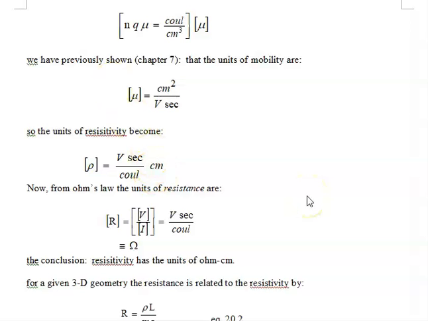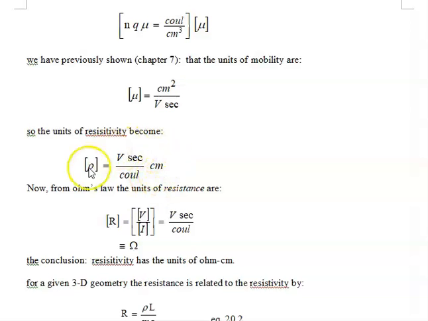Well, now let's see if that makes sense with regard to Ohm's law. We know the units of resistance for Ohm's law are just ohms, and 1 ohm is a volt per amp, or in our case, milliamps. Okay, the units of volts are, well, volts. What else? The units of amps are coulombs per second. So the units of resistance are volt seconds per coulomb.